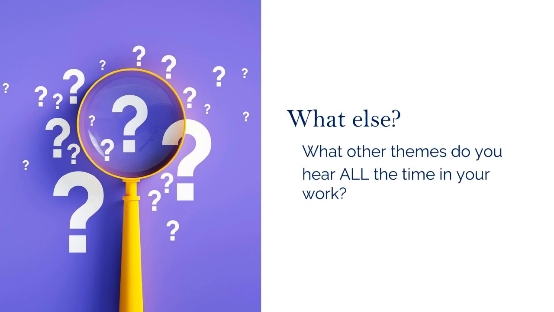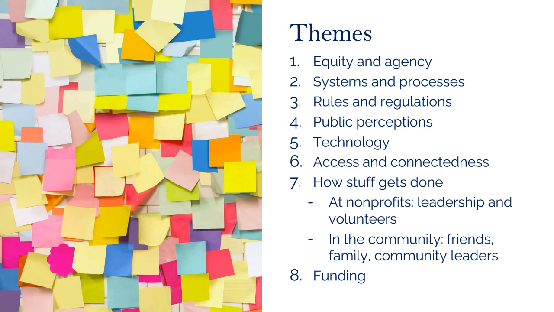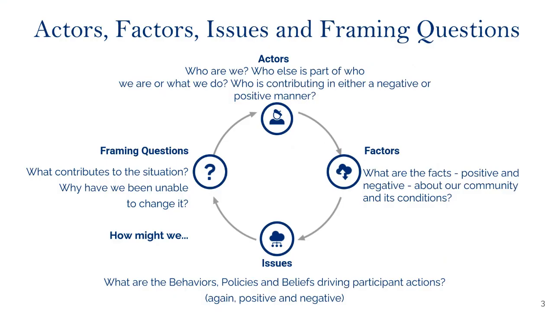And so take a minute and think about what are some other themes that you hear in the social sector as a nonprofit? What do you hear all the time in your work? So in addition to strengths, gaps, bottlenecks, and resources, we hear about equity and agency. We hear about systems and processes, rules and regulations, and boy do we ever. Public perceptions, technology, access and connectedness, how stuff gets done, and we hear all the time about funding. So these are themes that will come up in addition to the themes that you hear out in the community about your challenge.